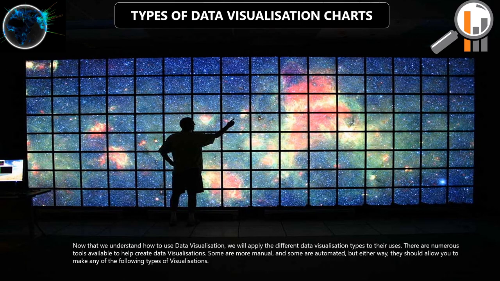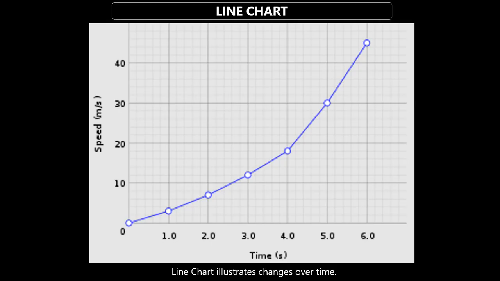Now that we understand how to use data visualization, we will apply the different data visualization types to their uses. There are numerous tools available to help create data visualizations. Some are more manual and some are automated, but either way, they should allow you to make any of the following types of visualizations. A line chart illustrates changes over time.